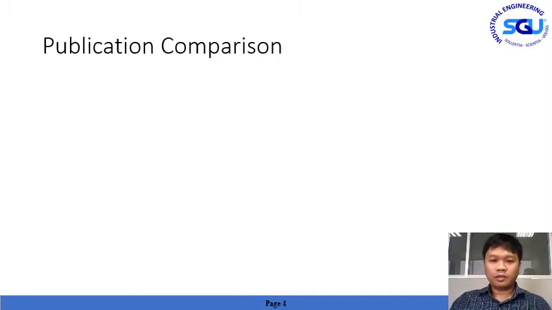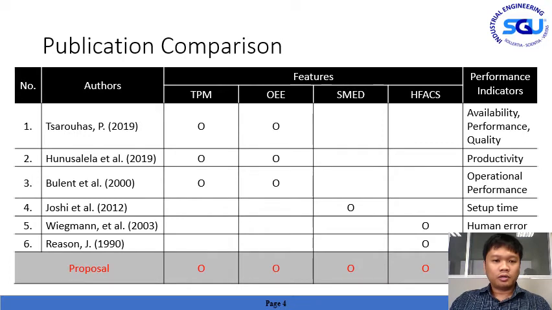So in the publication comparison, we have compared several publications. Publications number 1, 2, and 3 studied the implementation of OEE as part of the TPM concept to increase productivity and operational performance. Publication number 4 is the implementation of SMED to reduce setup times. And publications number 5 and 6 are related to human error, using the HFACS. So our proposal is to implement OEE, SMED, and HFACS to increase productivity and quality.